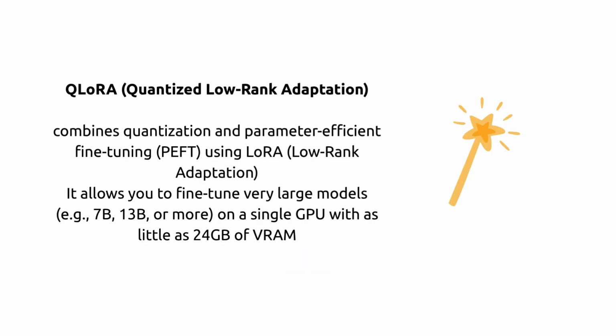Finally, this brings us to qLoRA, or Quantized Low-Rank Adaptation. qLoRA combines quantization and parameter efficient fine-tuning using LoRA. It allows you to fine-tune very large models, aka 7 billion, 13 billion parameters, on a single GPU with as little as 24 gigabytes of RAM, which, as you'll see in our demo, is important.